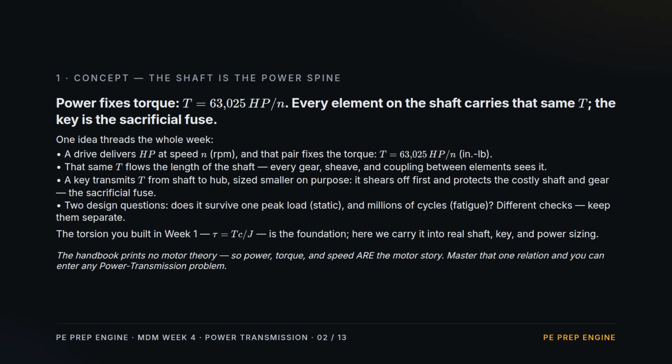Concept 1. The shaft is the power spine. A drive delivers horsepower at a speed, and that pair fixes one number, the torque. That same torque runs the length of the shaft, so every gear, sheave, and coupling on it feels the same load. A key carries that torque from shaft to hub, and it's deliberately the weak link, sized to shear off first and save the expensive shaft and gear. It's the mechanical fuse. 2 questions decide every part. Can it take one peak load, and can it take millions of cycles? Static versus fatigue. The torsion relation from week 1 is the foundation we build on.